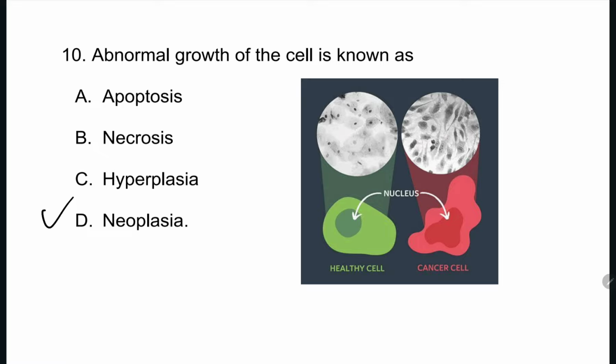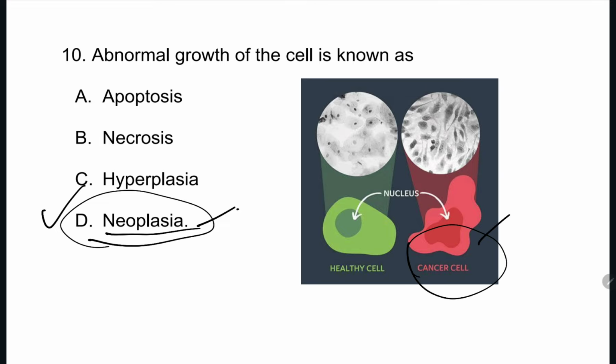The right one is option D, neoplasia. An abnormal growth of the cell, this process is known as neoplasia. It leads to the cancer cell formation.